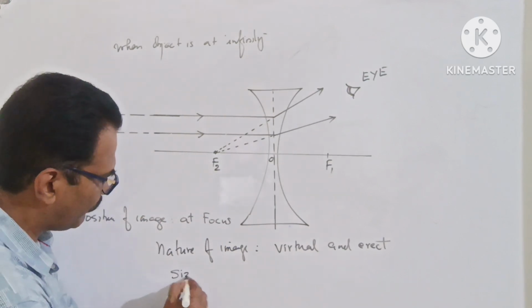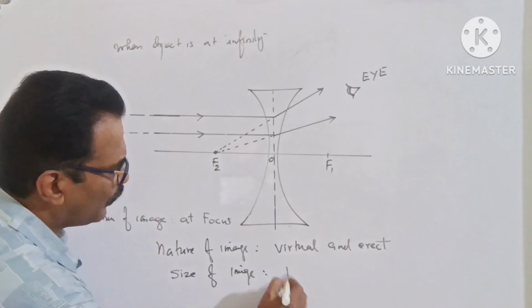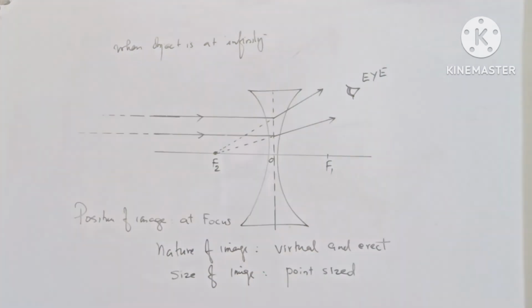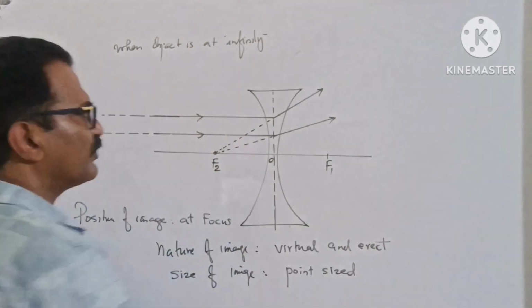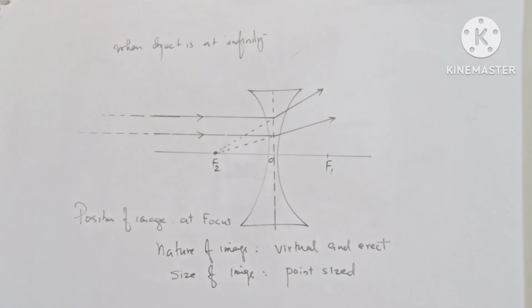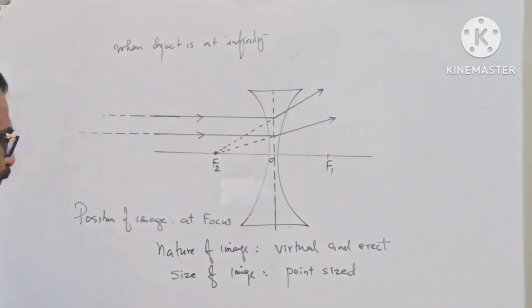Then we will write the size of image. What can you say about the size of image? Image is a point size. No need of showing the eye, just show the rays, that is enough.